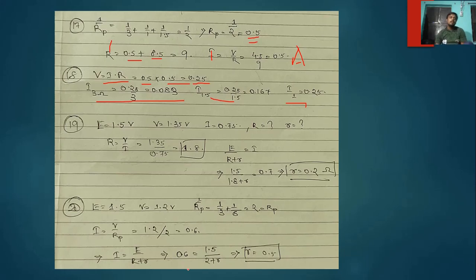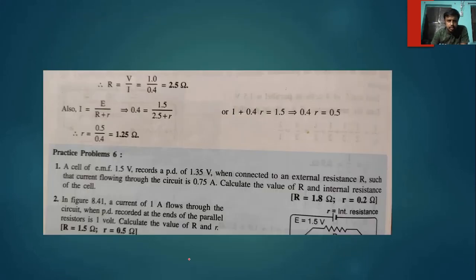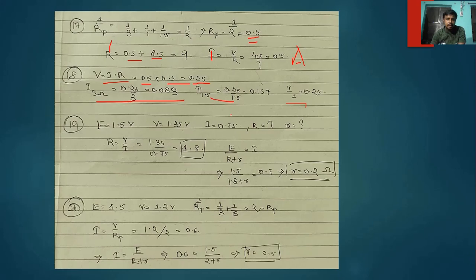So let us find the answer for the second question. A cell of EMF 1.5 volt records a potential difference of 1.35 volt when connected to an external resistance R such that the current flowing through the circuit is 0.75 ampere. We have to find the value of R and the internal resistance. Here the current through the circuit is given, 0.75. We know that I is equal to E by R plus r, so by using it we can find it.